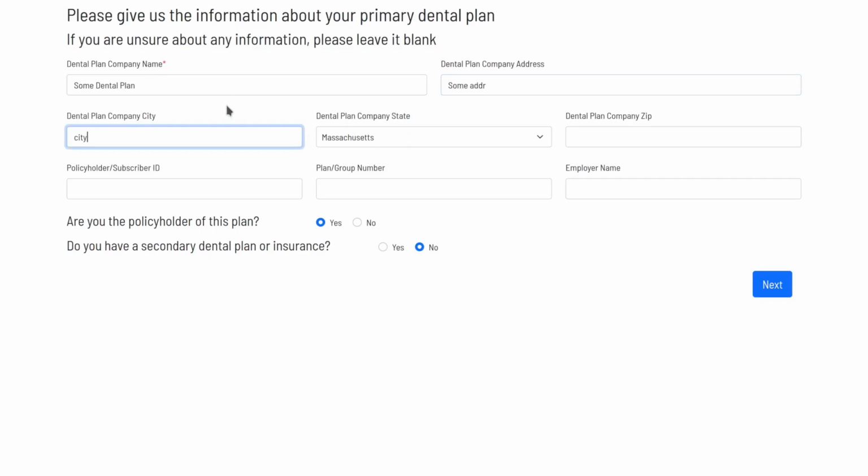A lot of times they just fill it out halfway, but it does help at least getting a starting point if they say they have Delta Dental or if they have Blue Cross Blue Shield, rather than just guessing out of the blue.